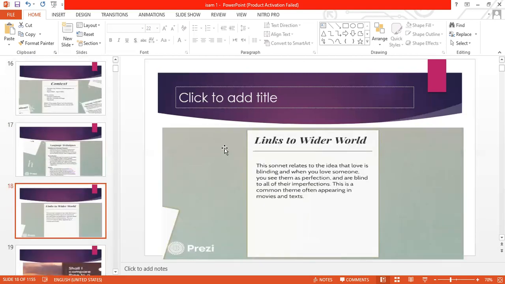Links to a wider world, the sonnet relates to the idea that love is blinding. When you love someone, you see them as perfection and are blind to all of their imperfections. This is a common theme that appears in numerous texts.